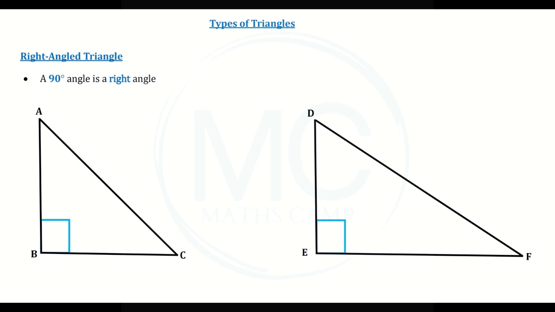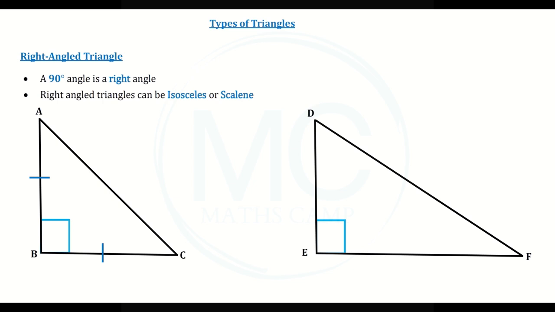Now, an equilateral triangle will never be a right angle triangle because an equilateral triangle only has interior angles of 60 degrees. So a right angle triangle can only be isosceles or scalene. In the triangle on the left, let's say that side AB is equal to side AC.